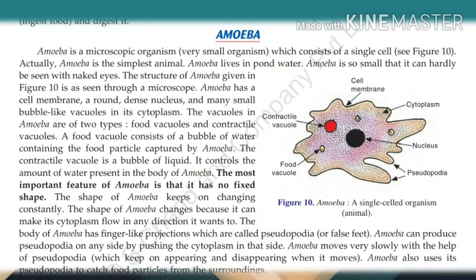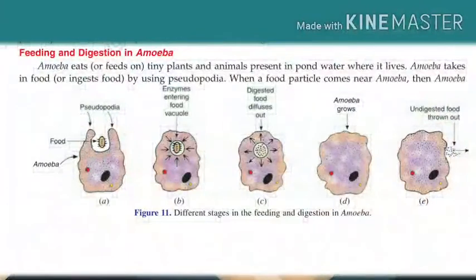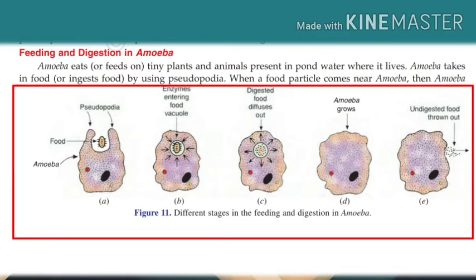Now let us go to the feeding and digestion in amoeba. Amoeba eats or feeds on tiny plants and animals present in the pond water where it lives. Amoeba takes in food, or ingests food, by using pseudopodia. Okay, dear students, please look at figure 11 and concentrate on the diagrams and listen carefully while I am explaining.